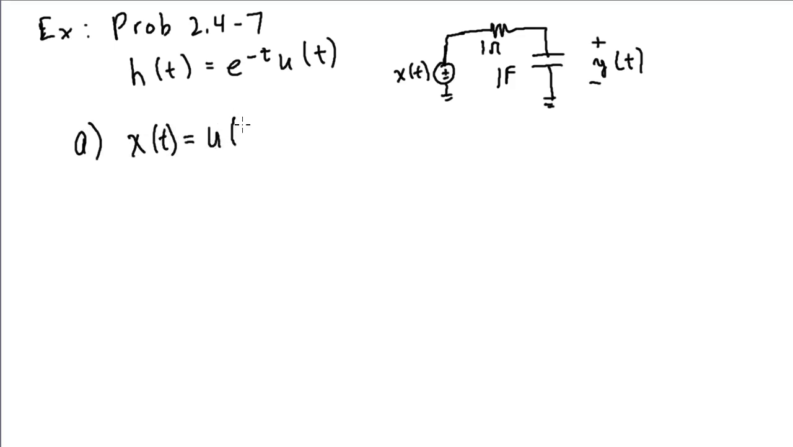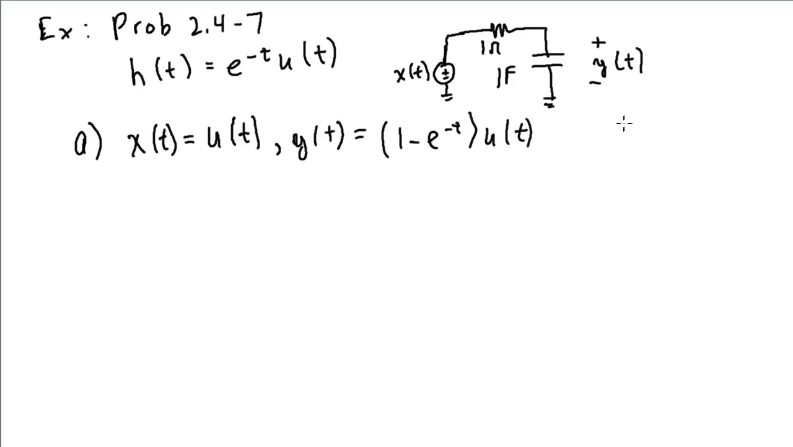When the input is u of t, we can find this pair in our convolution table. It's also a special case of the problem that we just worked. We could let a be 0, because e to the 0 would be 1, and let b be minus 1, and find the result by making that substitution, or just look it up in our table, and we get the result y of t is 1 minus e to the minus t u of t.